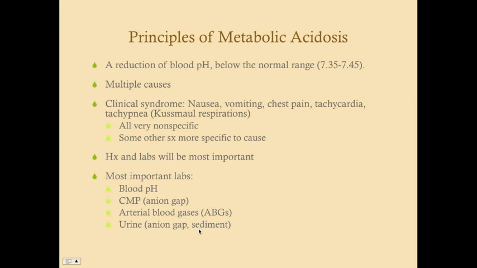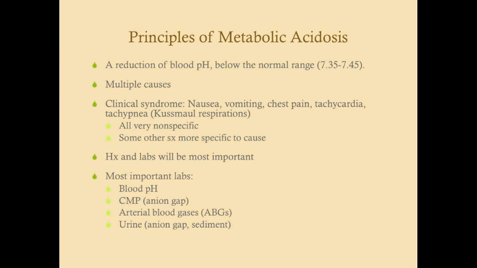So the principle of all the metabolic acidoses in general is that it requires a reduction of blood pH below the normal range, which is 7.35 to 7.45. So the blood pH has to be less than 7.35. That's necessary to diagnose acidosis, regardless of the cause. There are multiple causes, and it causes a clinical syndrome, but that syndrome alone, that's caused from the acidosis, is not enough to find the cause.